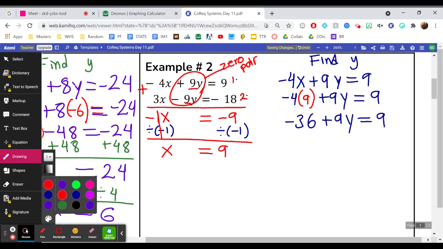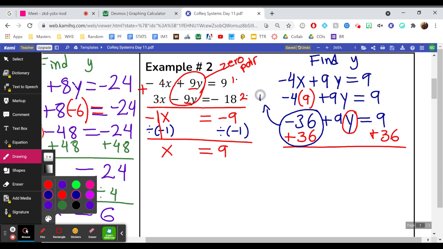At this point, I need to have y by itself. That means I need to get rid of the 36 and I need to get rid of the 9. So the first thing that I'm going to do is add 36 to both sides. This negative 36 and positive 36 is considered a zero pair, so I don't need it anymore. My zero pair goes away. I'm left with 9y is equal to 45.